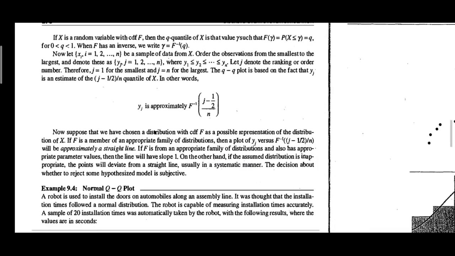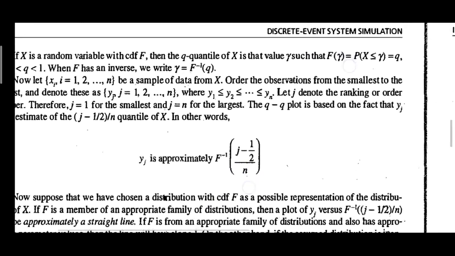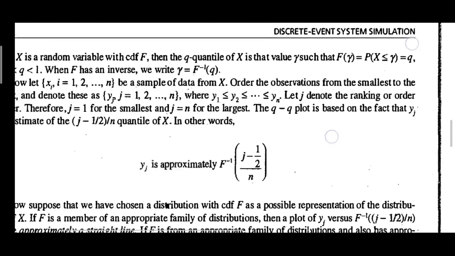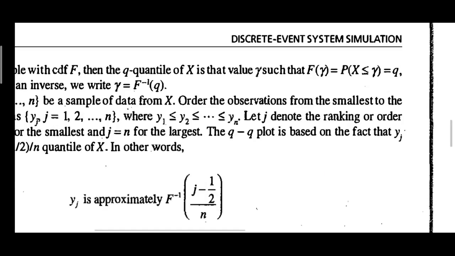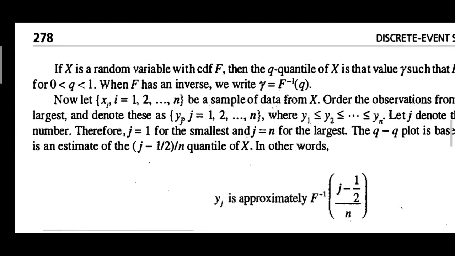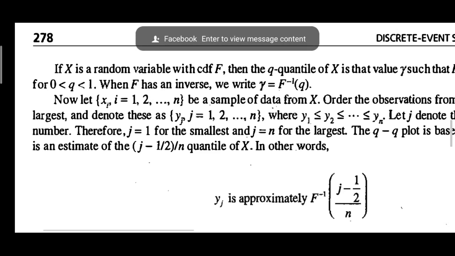If x is a random variable with the CDF capital F, then the quantile of x, or q of x, is the value of gamma such that F of gamma equals P of x less than gamma, where P is the probability, which you just mark as q, or quantile. This is the definition. What is the range of q? Again very simple to remember, it lies between 0 and 1.